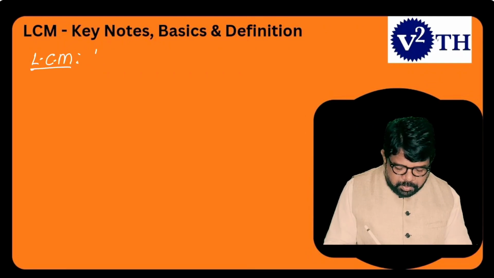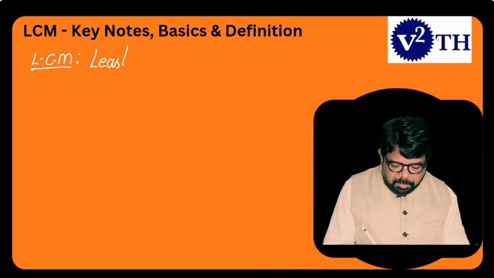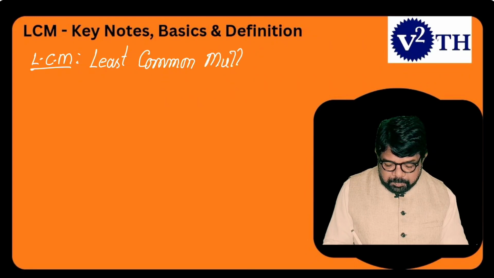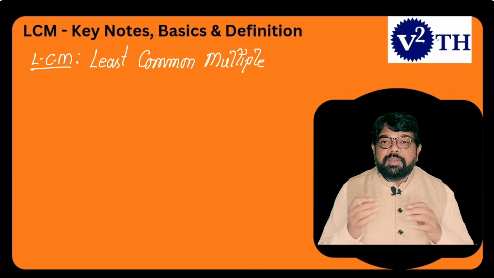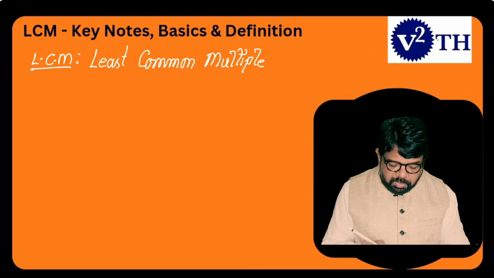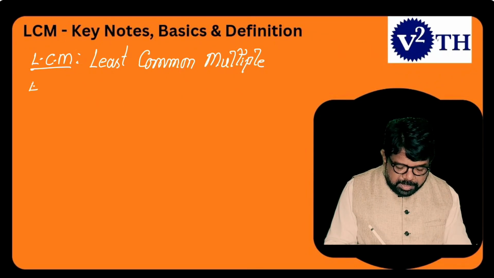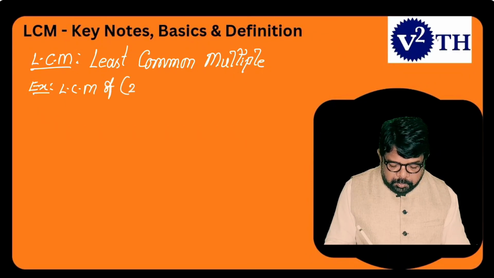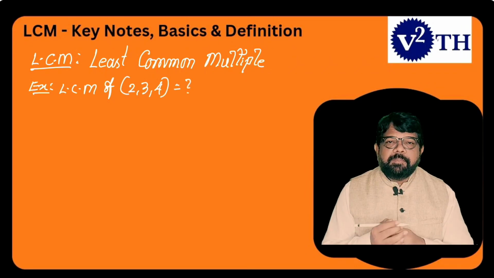LCM means least common multiple. First, I will discuss the definition of LCM. I took one example: let it be the LCM of 2, 3 and 4. According to the definition, how can we say?